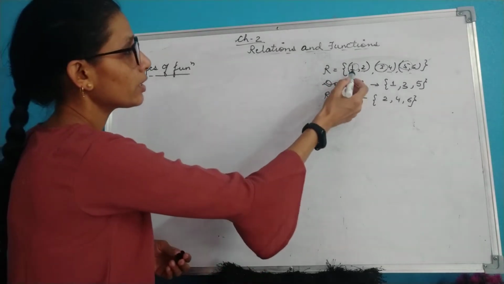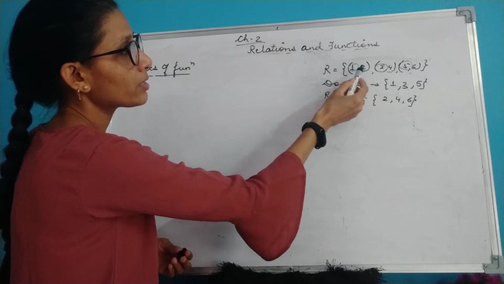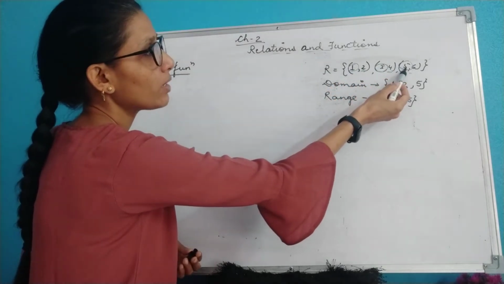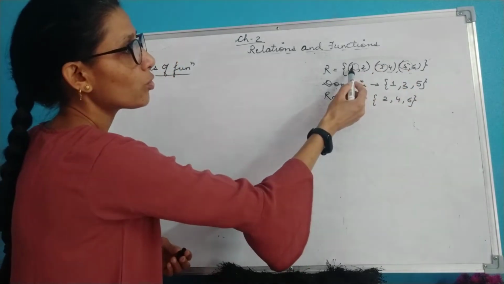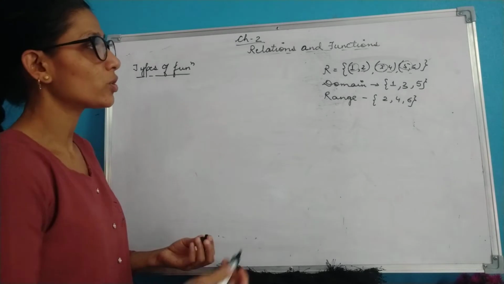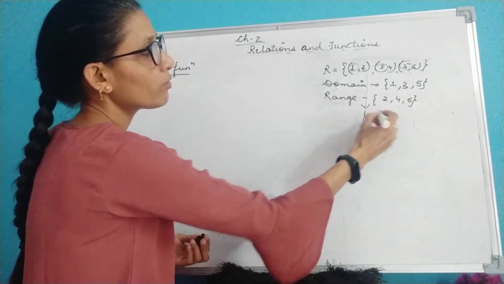That means here I can see that 1 has its image as 2, 3 has its image as 4, 5 has its image as 6. So all of them have different and unique images. That's why this given relation is also a function.